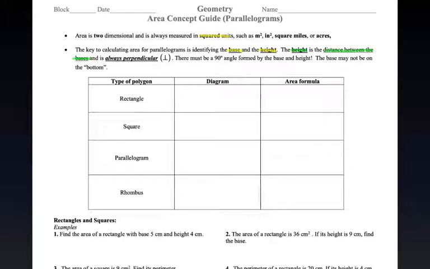Here's the deal. The height is the distance between the bases. It is always perpendicular. Always perpendicular. Put some exclamation points to the left of this, or stars or something. That's important. So therefore, there's got to be a right angle. The base doesn't mean it's at the bottom. It's not like the horizontal bottom base. The base can be any side of a polygon.